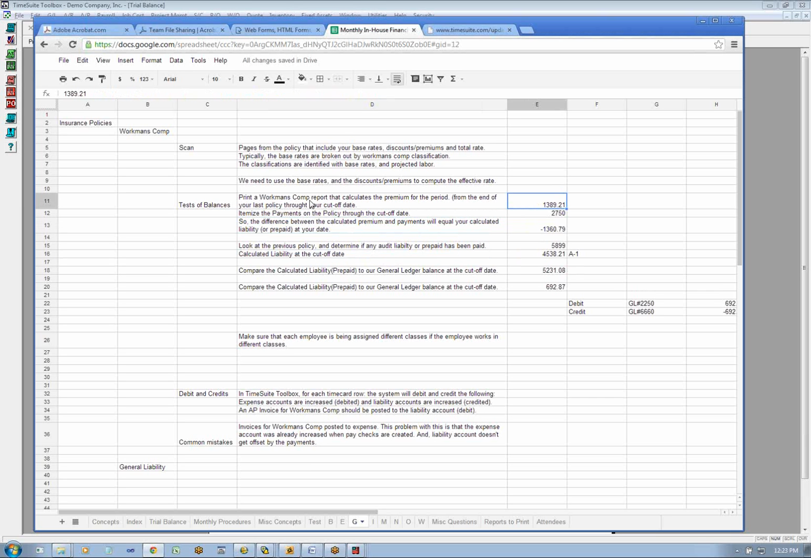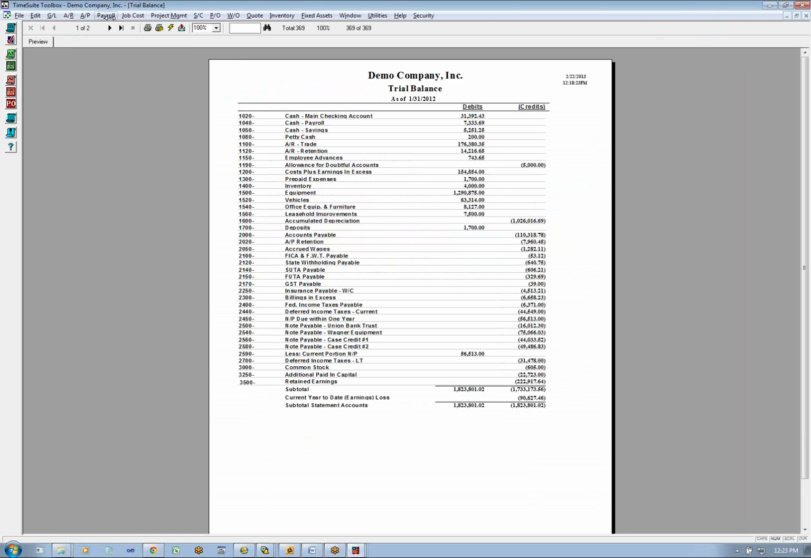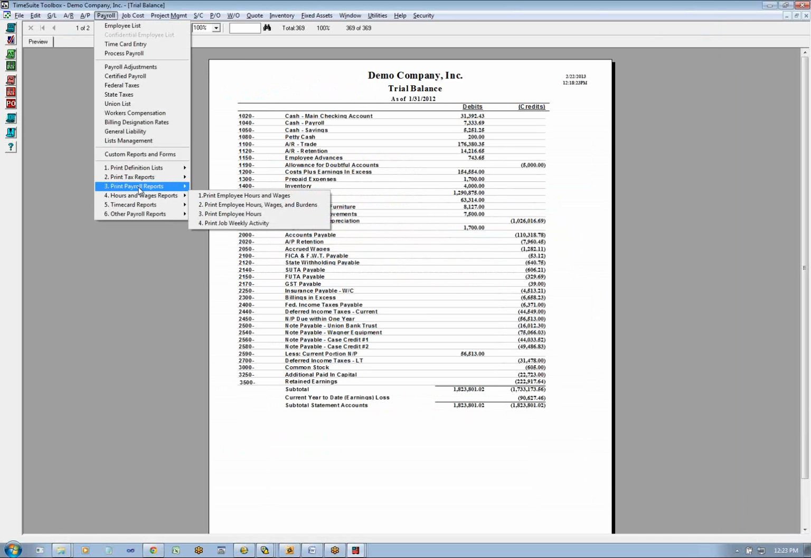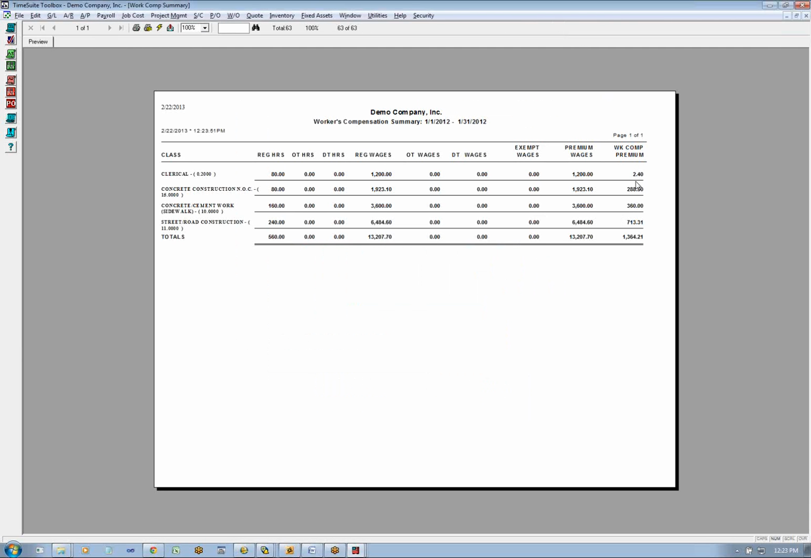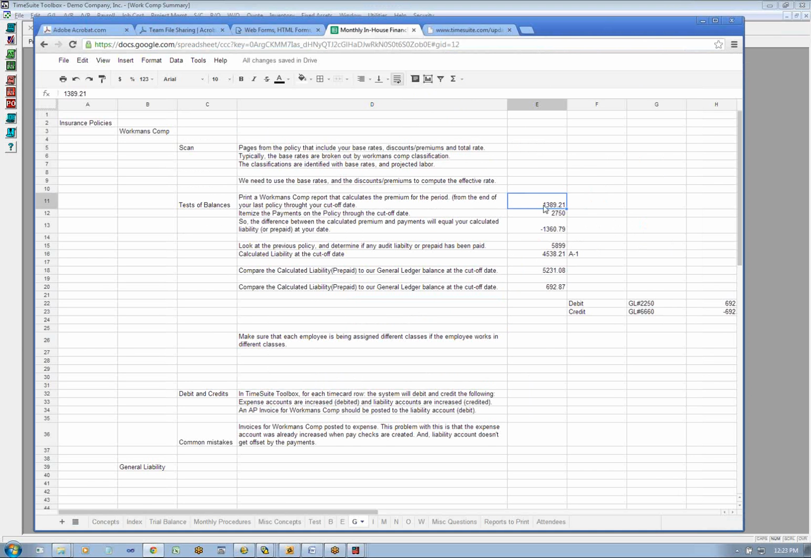So here we're doing our numbers. We're going to print out our workman's comp report, and let's say the workman's comp report shows that we have a liability of $1,389.21, just as an example. And so we would come over here to workman's comp, and we'd print one of these reports, and we'd say, okay, let's say our policy started on 01/01/12, and our cutoff date is 1/31/12. Preview the report. It tells us that our workman's comp premium is $1,364.21. Okay, so let's put that in, $1,364.21.